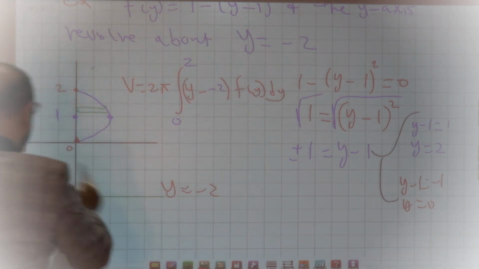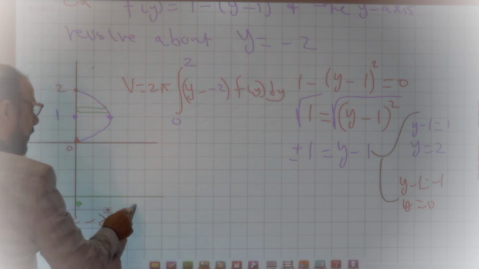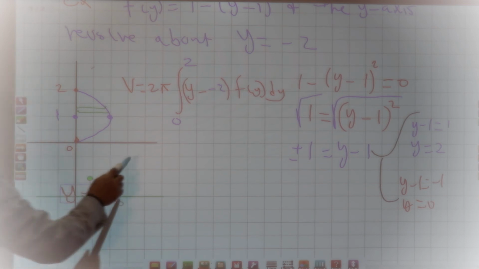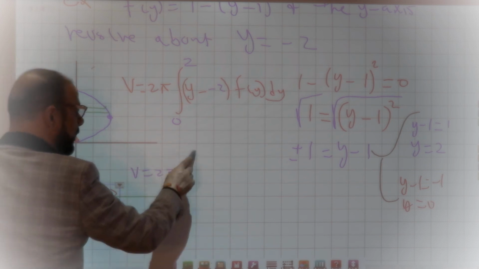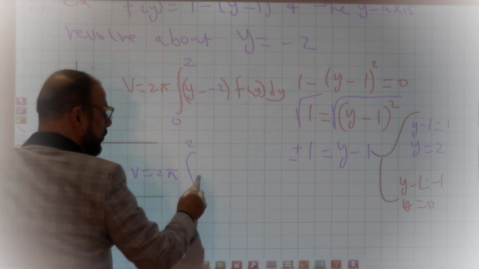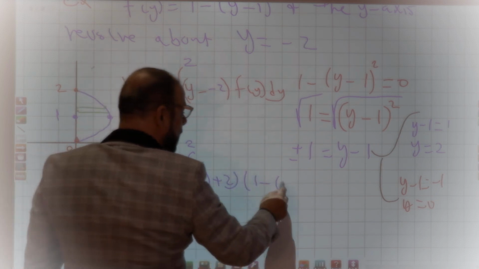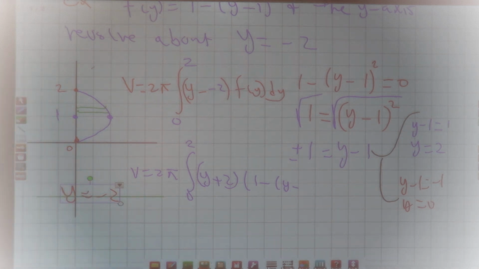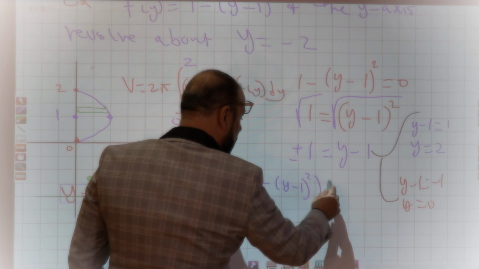Now I'm going to move the line y equals negative 2 here to have more space. This is the green line y equals negative 2. The volume equals 2 pi integral from 0 to 2 of y plus 2, and this line, y minus 1 squared? Yes, y minus 1 squared, dy.